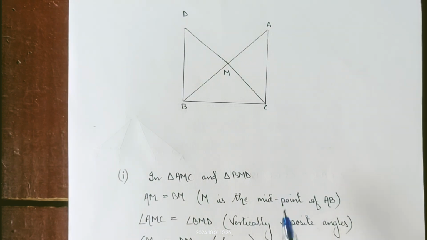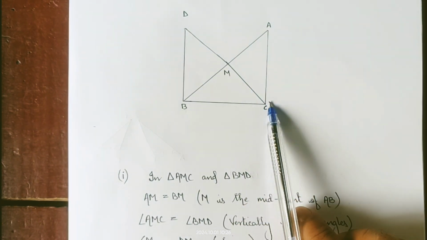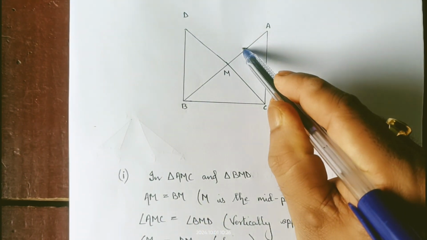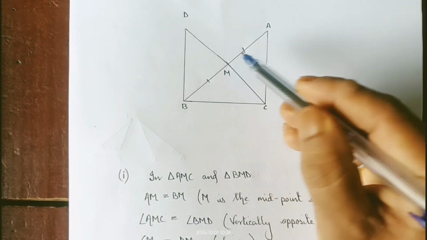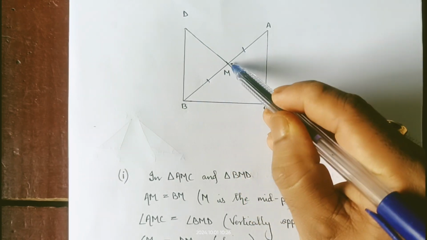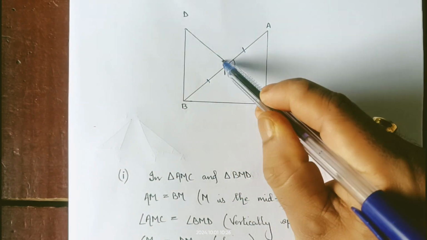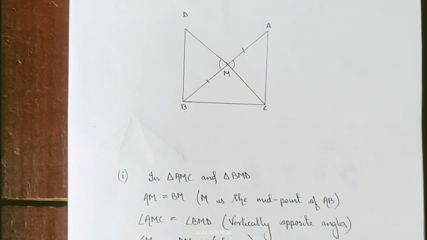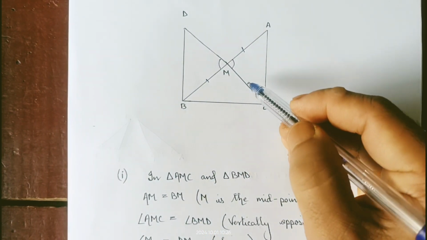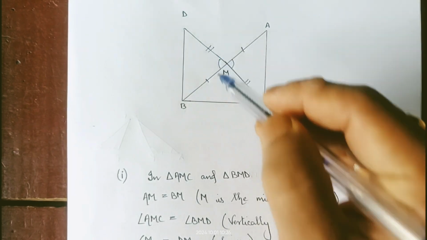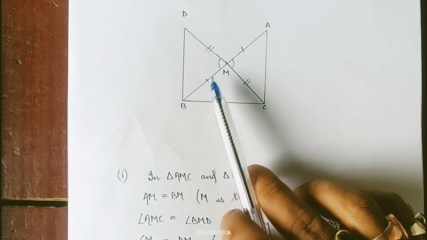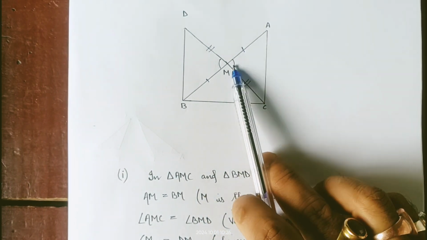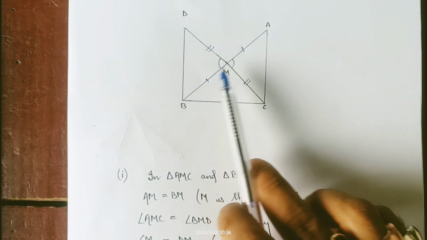So in the first part we have to show triangle AMC is congruent to triangle BMD. Here AM equals BM because it is given M is the midpoint. So this side equal to this side. Again, angles AMC and BMD are vertically opposite angles, so these two are equal. And it is given that CM equals DM. Since these sides and angles are equal, by side angle side, triangles are congruent.